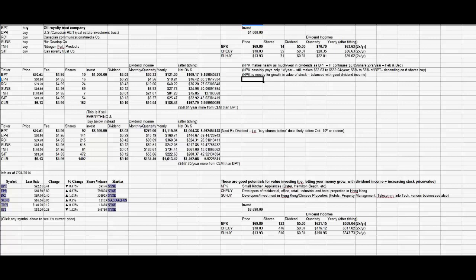There's oil royalty companies, the U.S. Canadian REIT, which is Real Estate Investment Trust, the Communication Company, a Business Development Company, Nitrogen Fertilizer Products, Gas Royalty Trust. The companies themselves don't really matter as far as what they do and so forth.